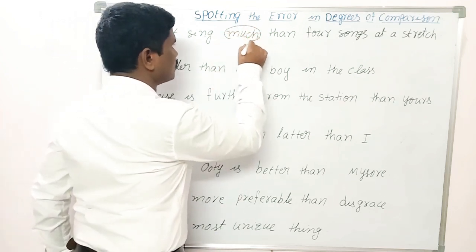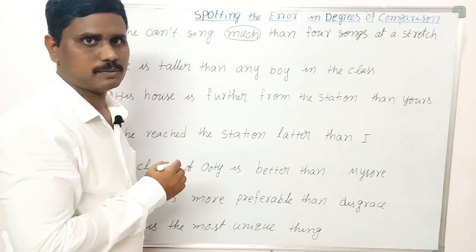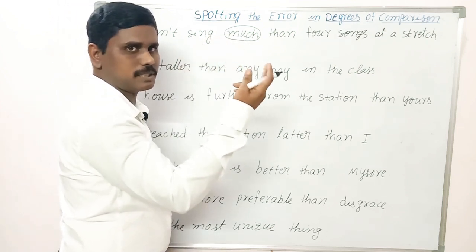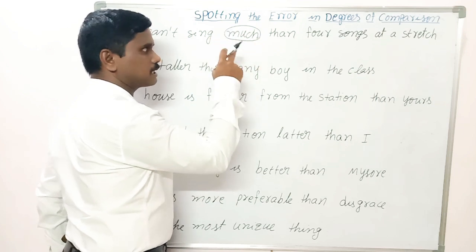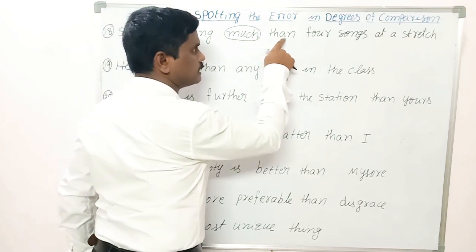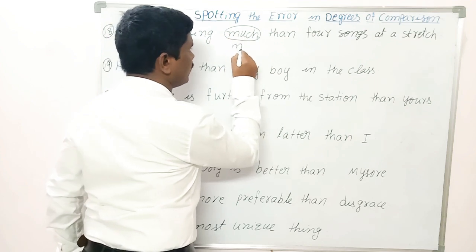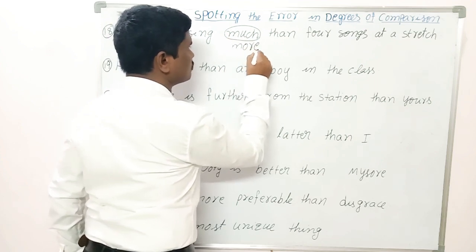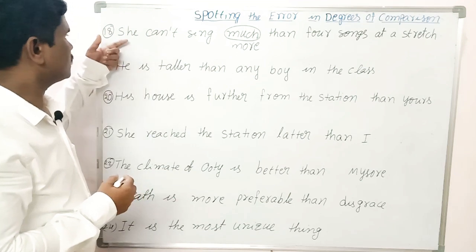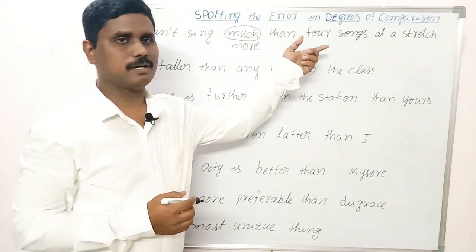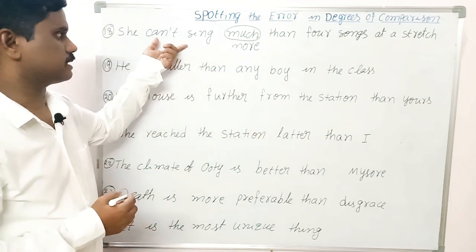Much, more, most are for uncountable nouns. Many, more, most are for countable nouns. Either countable or uncountable, that is not the matter. Here before than we always use the adjective, that is more. The correct answer is: she can't sing more than 4 songs at a stretch. This is the correct answer.